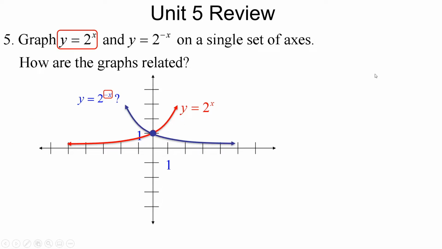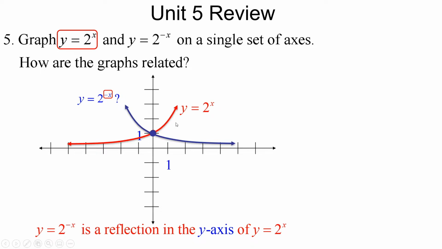There are the two graphs. So graph y equals 2 to the x and y equals 2 to the negative x on a single set of axes. Got that? How are the graphs related? Well, we just verbalized that. y equals 2 to the negative x is a reflection in the y-axis, I hope you clearly see that, of y equals 2 to the x.